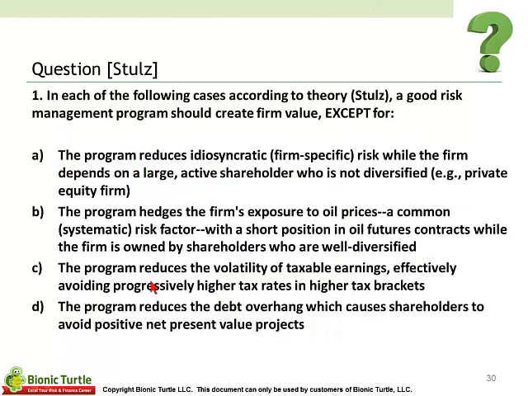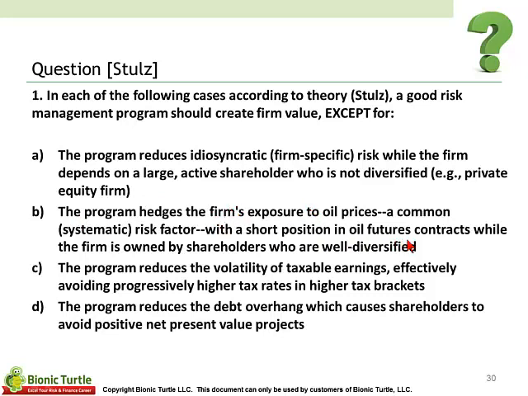And so here's a question I wrote that I think teases out this concept from Stulz. In each of the following cases, according to theory, a good risk management program should create firm value, except for which of the following cases? So we have A, the program reduces idiosyncratic firm-specific risk while the firm depends on a large active shareholder who is not diversified.